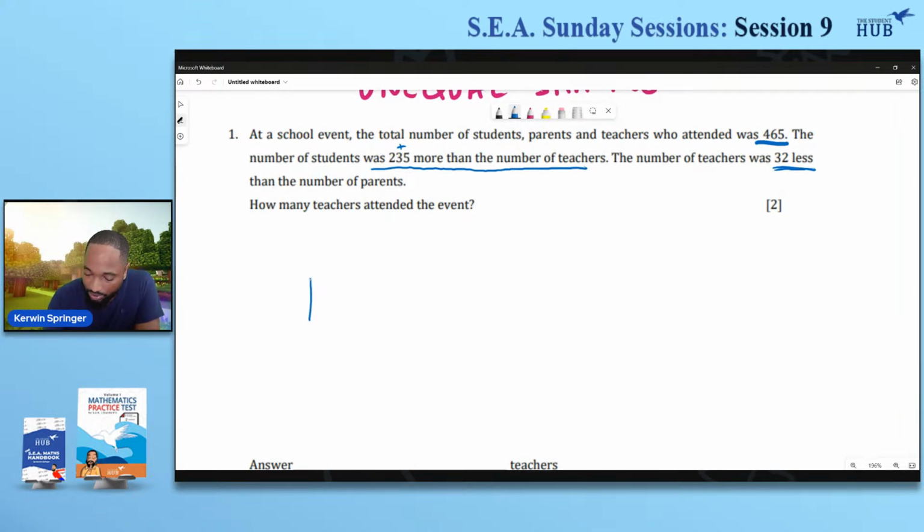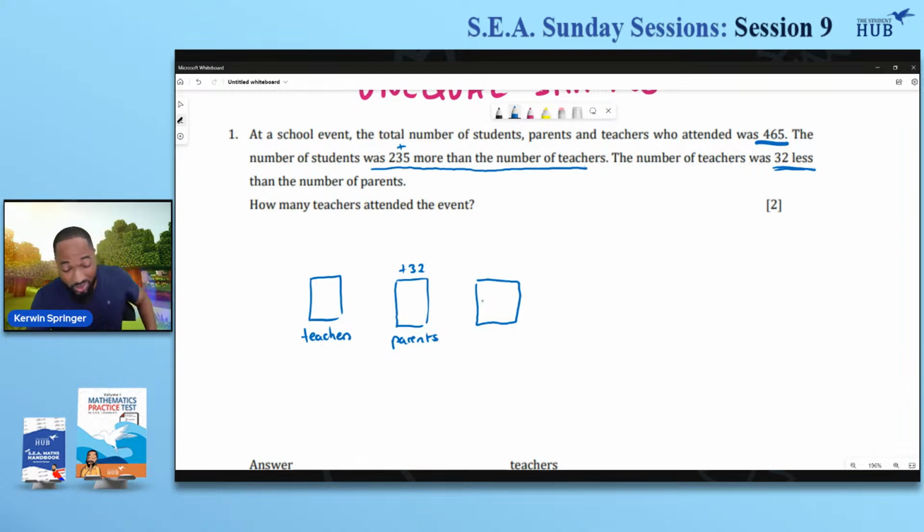For example, if we started with the teachers as one block, the next block will be the parents, who should have the same amount as the teachers, which is a block, plus 32. If you understand that type, I understand. And the final block should be the students who have actually 235 more than the teachers. So we still have the same block, and this will be 235.